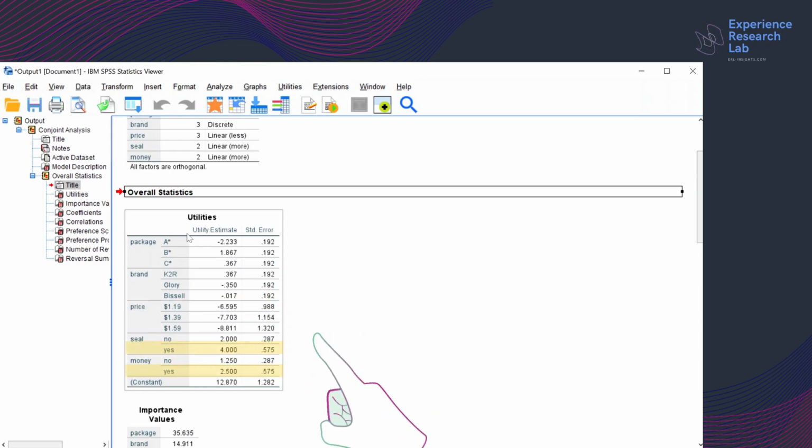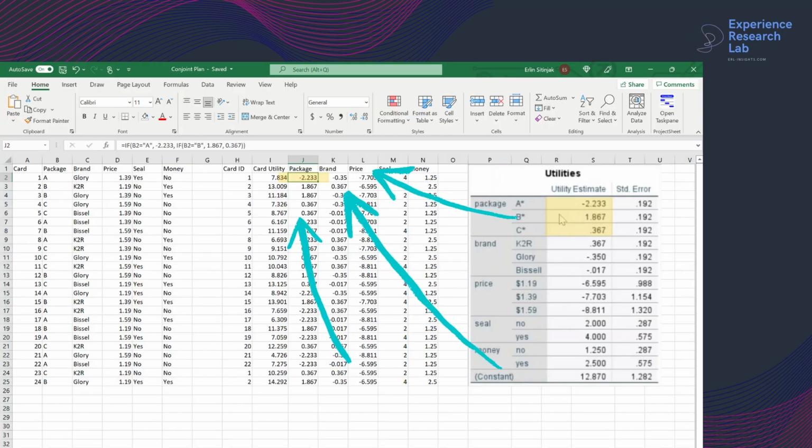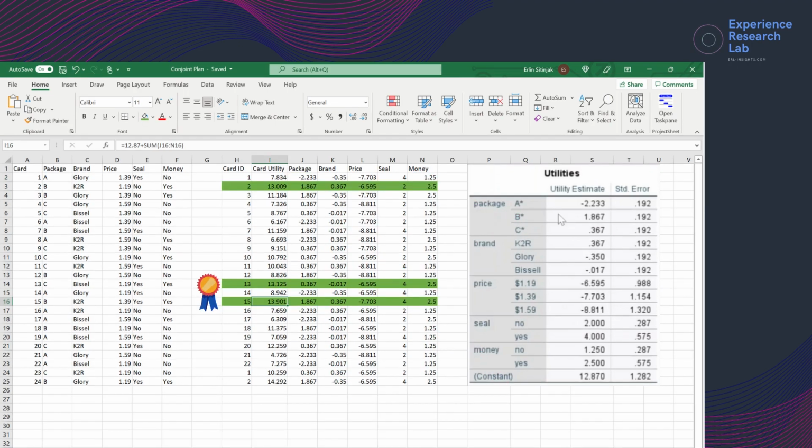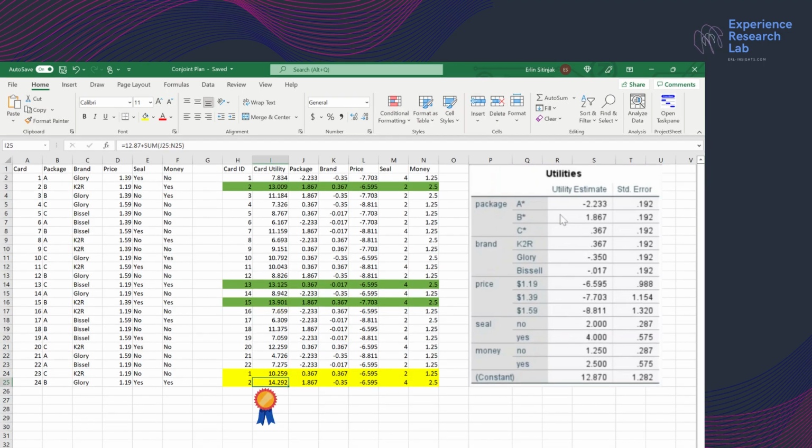How about the respondents' preferences on the seal and money-back guarantee? It turns out that the respondents prefer the carpet cleaner with a seal and money-back guarantee to one that doesn't offer anything. If you apply all these scores to respective levels and use simple conditional formatting and formula, you can get the total utility score for each card. As you see here, card number 15, which comes in package B from K2R at $1.39 and offers both seal and money-back guarantee, is the most preferred, followed by card number 13 and card number 2. Meanwhile, for cards used in simulation, card number 2 is more preferred to card number 1.